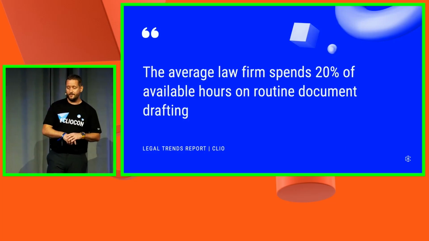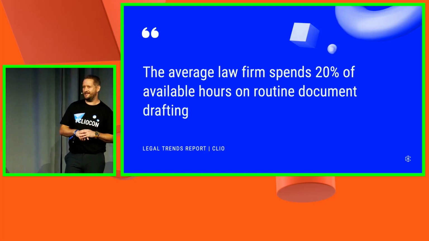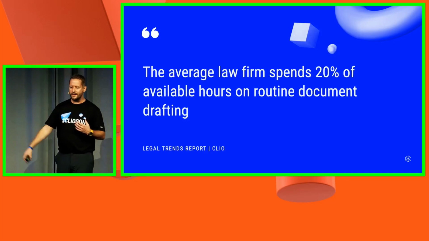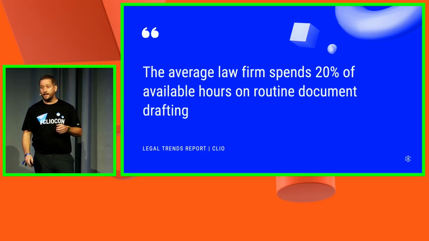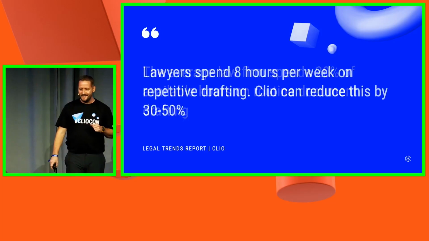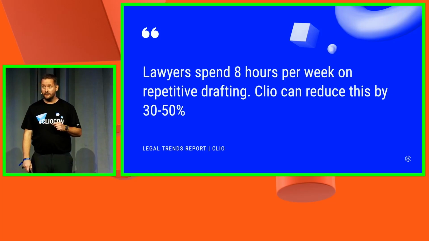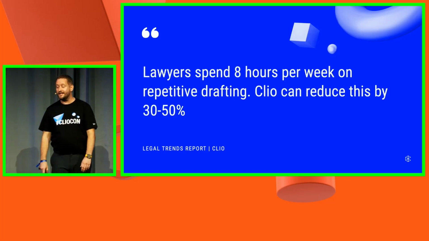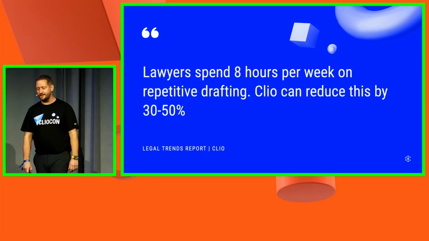So the average law firm spends about 20% of available hours on routine document drafting. So 20% is quite a lot, especially when you multiply that over a week, over a month, over a year. And we'll drill a little bit deeper, and trust me, it's going to get even scarier. So that equates to 8 hours a day, right? That's a full day of work, right? So luckily, you're here today, because Clio can certainly reduce those repetitive tasks and harness the power of automation within the Clio ecosystem.